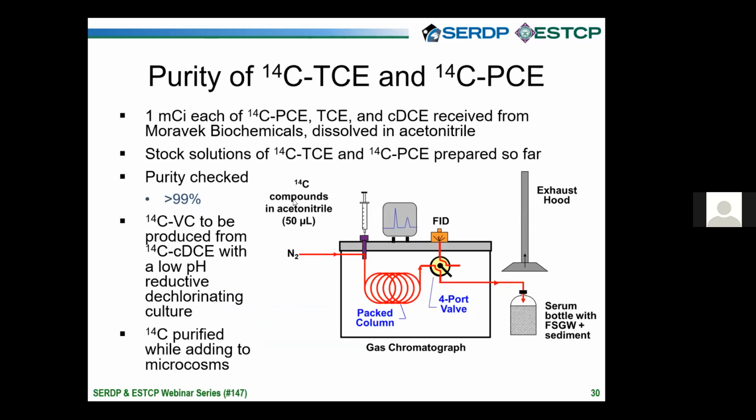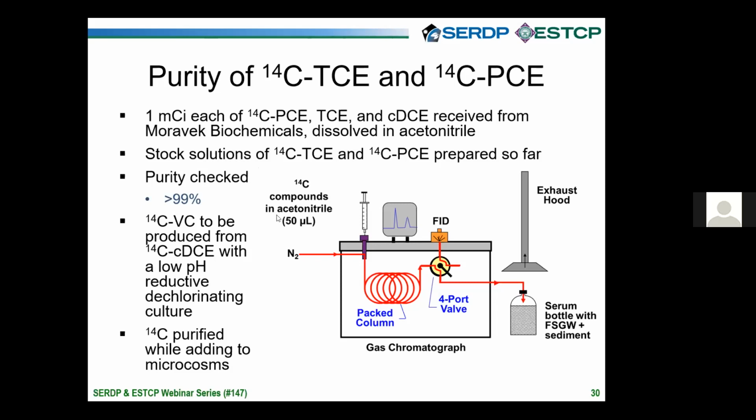A key component of the whole assay is that to the bottles, we add purified carbon-14 labeled TCE and PCE, and we're going to extend that to cis-DCE. We get the labeled material from a vendor in California, Moravek Biochemicals. We prepare a stock solution of that, and then we check its purity. And so far, we've been very happy with that being over 99%.